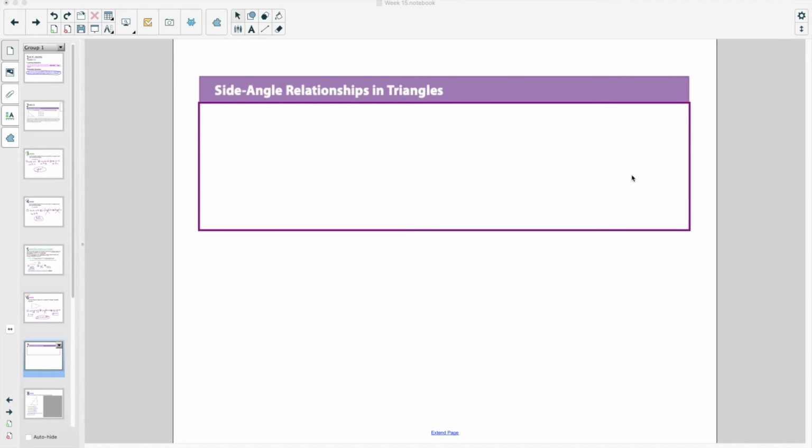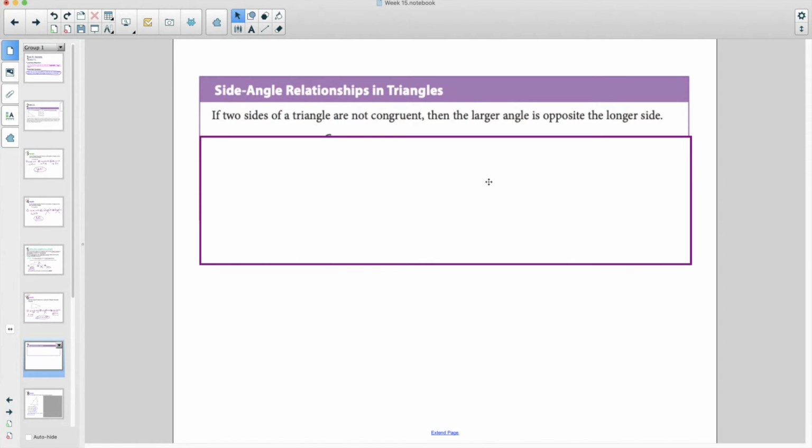Okay, so working with our side and angle relationships, that's where we're headed next. All right, let's take a look here. So our first piece, if two sides of a triangle are not congruent, okay, then the larger angle is opposite the longer side. Okay, they're across from each other. And that also means then the smallest angle is opposite the smallest side, and then the middle is opposite the middle side. Okay, so it has that relationship.